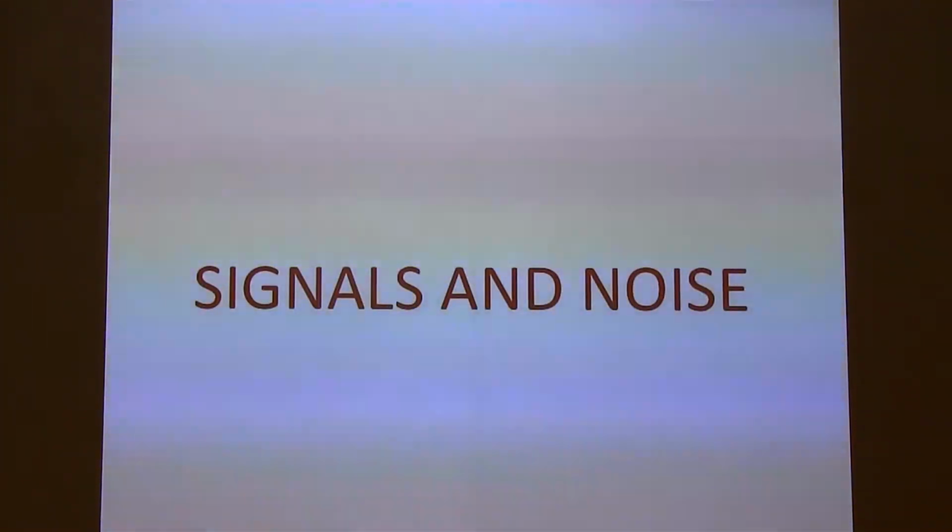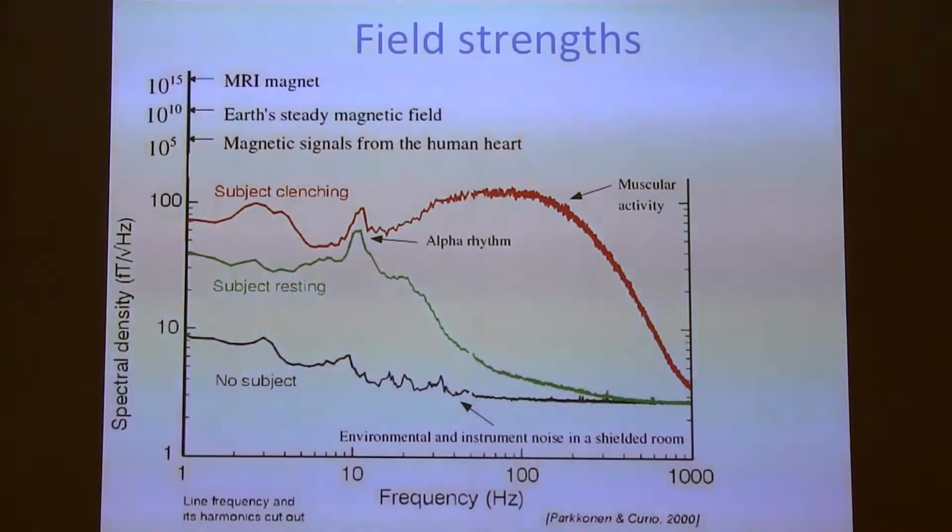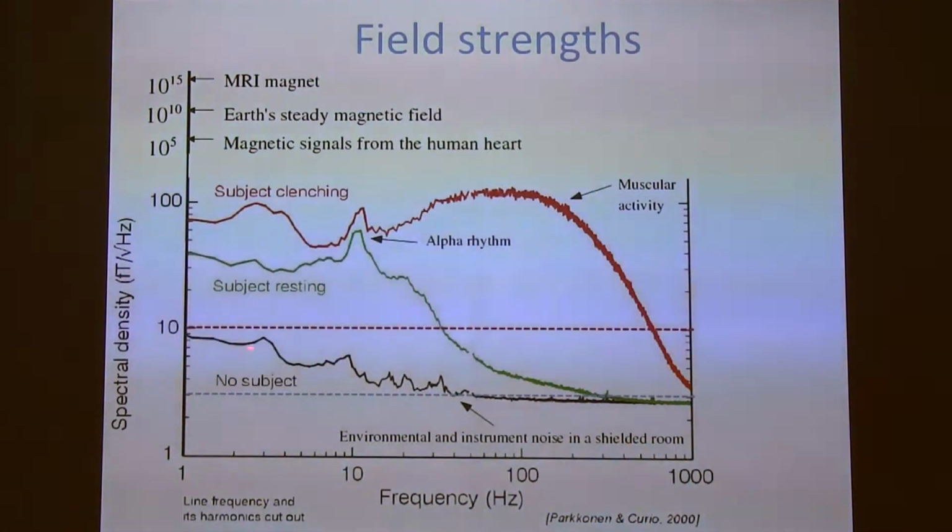So signals and noise was the topic of my talk. Here is one noise picture from 2000, from our previous measurement site; I did not find a good one from our current one. First is the instrument noise without any subject, which is under 10 femtotesla per square root hertz all the time. Environmental noise starts at about 20 hertz. When there is a resting subject inside, there is a peak at about 10 hertz and a lot of low-frequency activity.